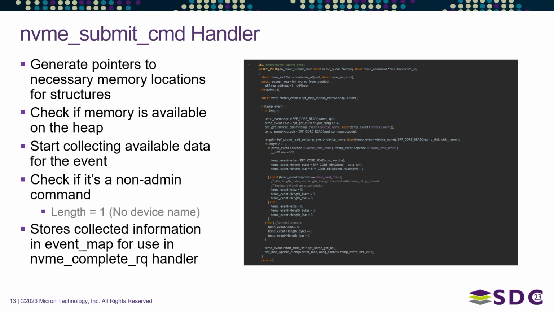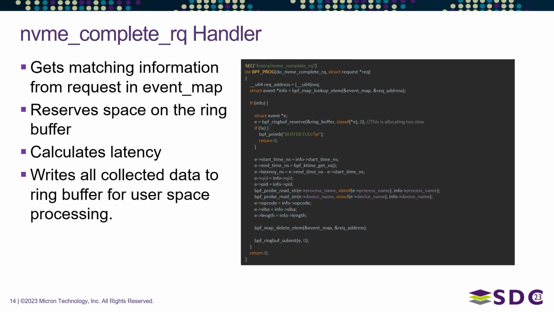And then in the submit command, we collect available data. We can check if it's an admin command or a standard transaction command. And then we store this information in an event map, and then we look it up when we get to the completion handler to match up with the submission, so we collect the rest of the data. And then in the completion handler, we get the matching information from the request, and then we reserve space on the ring buffer, we calculate the latency, and then we write all the collected data for the transactions into user space using the ring buffer.